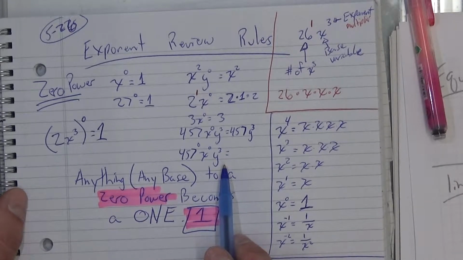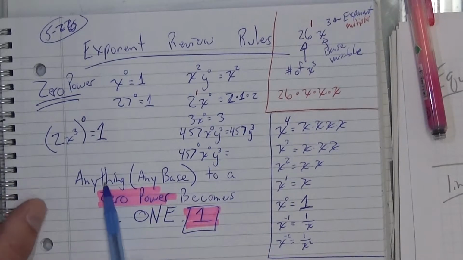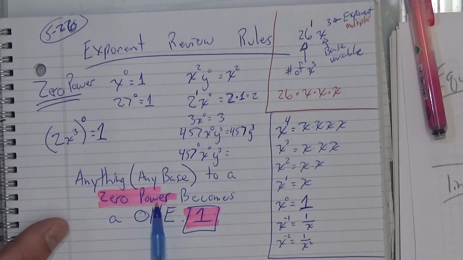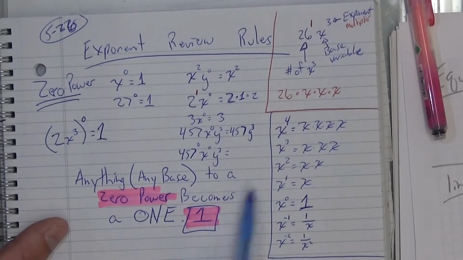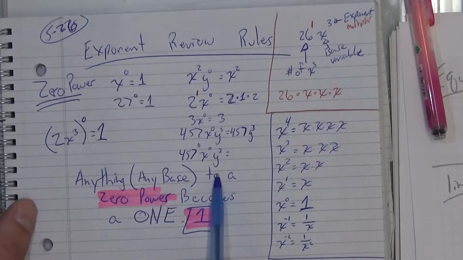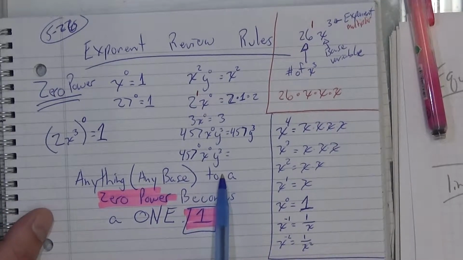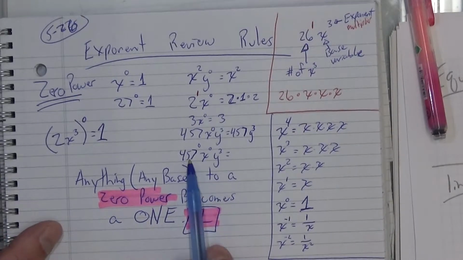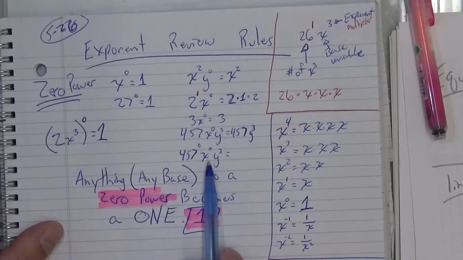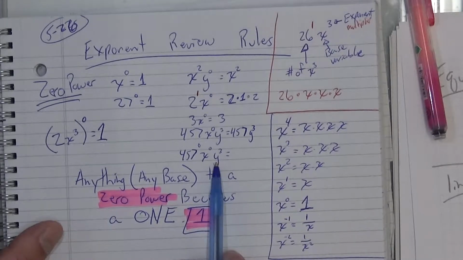Why? Anything to a 0 power becomes a 1. Yeah. What's to a 0 power? Which ones have a 0 power? 457. What does that turn into? What does x to the 0 turn into? What does y to the third turn into?